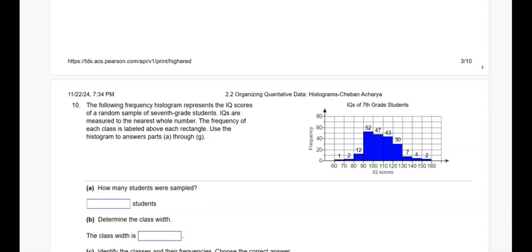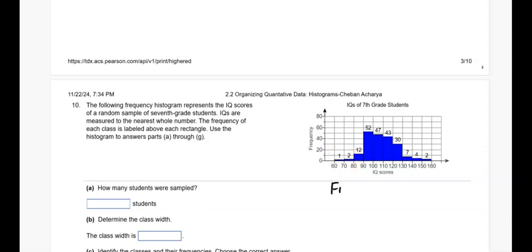Question number 10. The following frequency histogram represents IQ scores of a random sample of 7th grade students. IQ scores are measured to the nearest whole number. The frequency of each class is labeled above each rectangle. You can see the frequency of this class, 60 to 69. Notice that when you put that in the histogram, everything in the first class is every score less than 70 or greater than or equal to 60 belongs here.